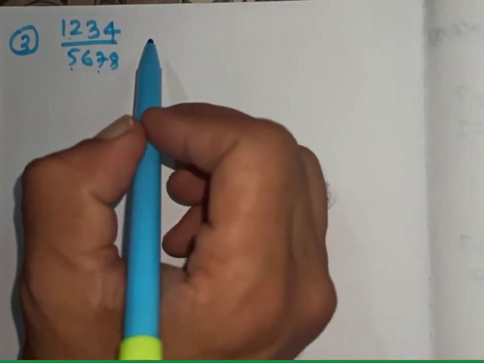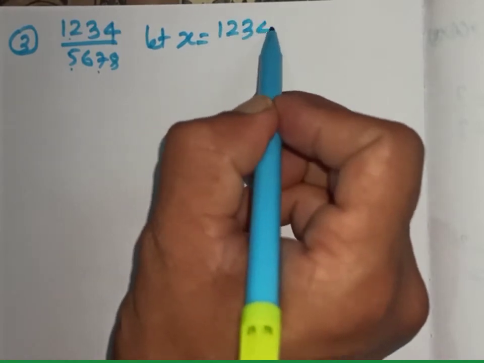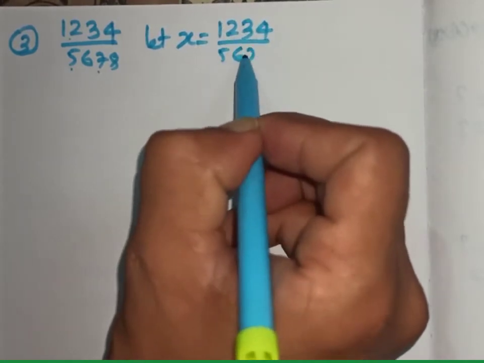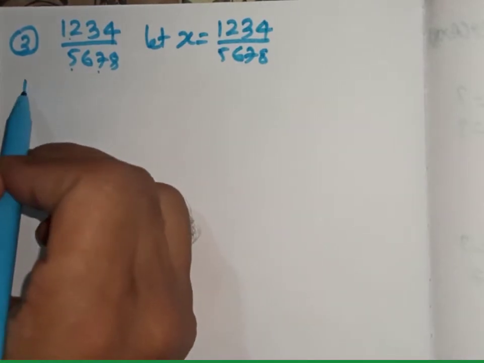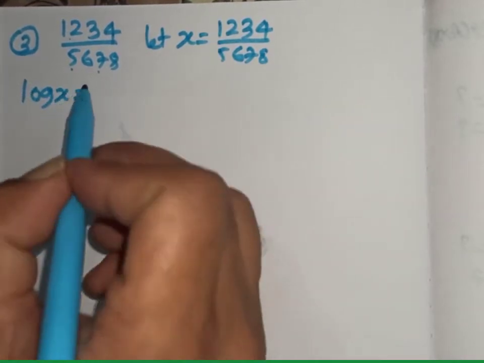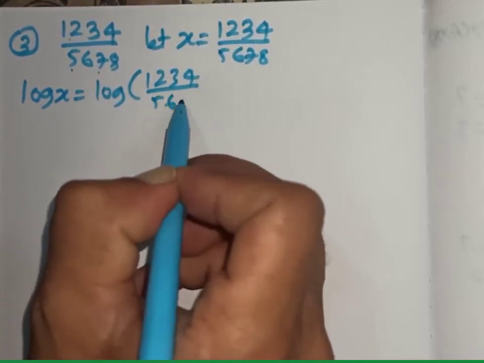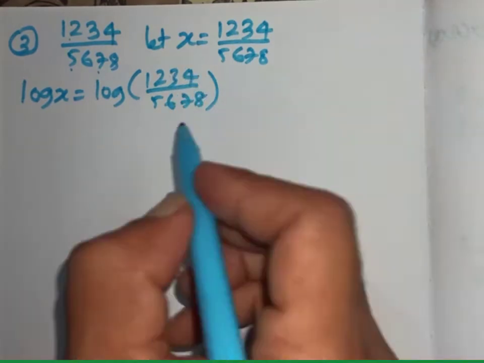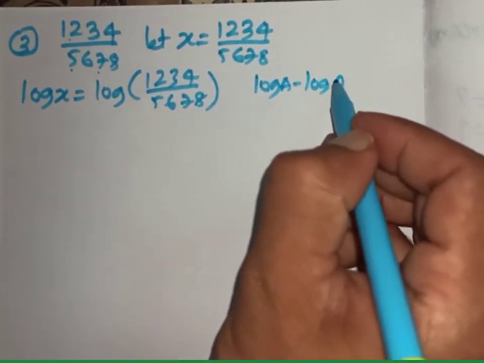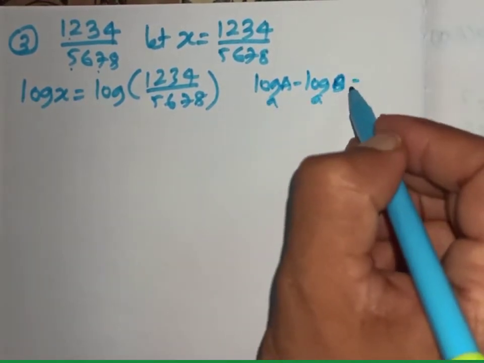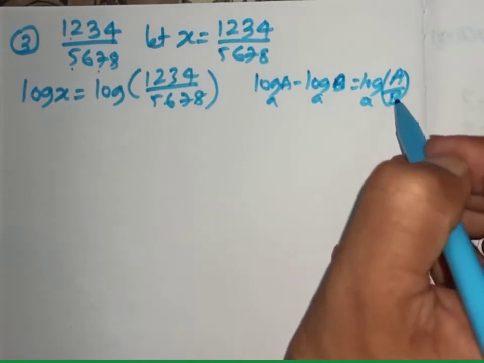So we'll do the same procedure I did earlier. We'll say let x is equal to 1234 divided by 5678. Again we'll take the log on both sides. So we get log of x is equal to log of 1234 divided by 5678. Now if you remember, we get this from the formula: log of a minus log of b to some base is nothing but log of a divided by b to the same base. So it is a by b.